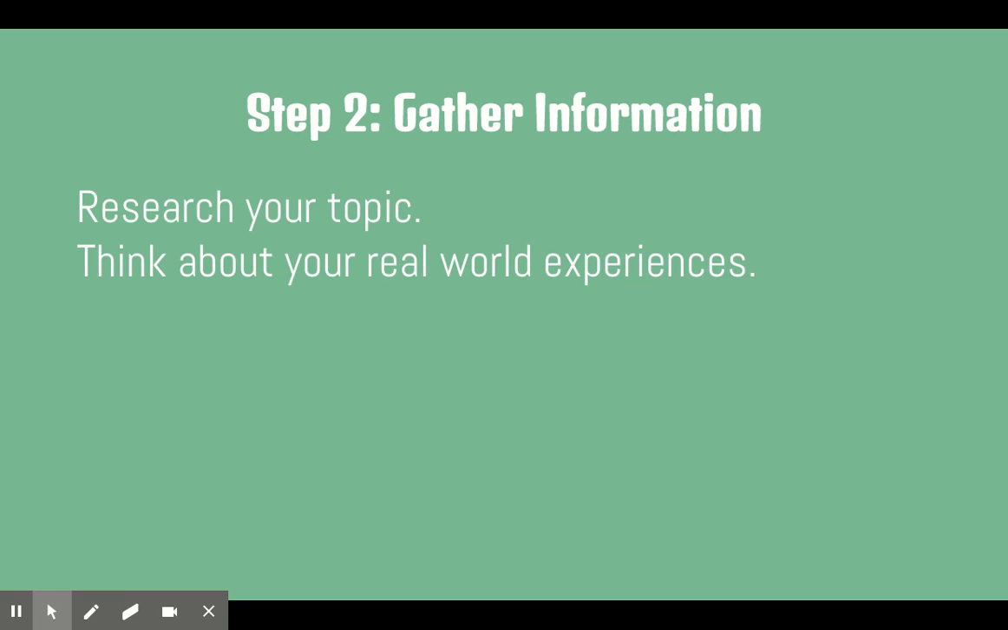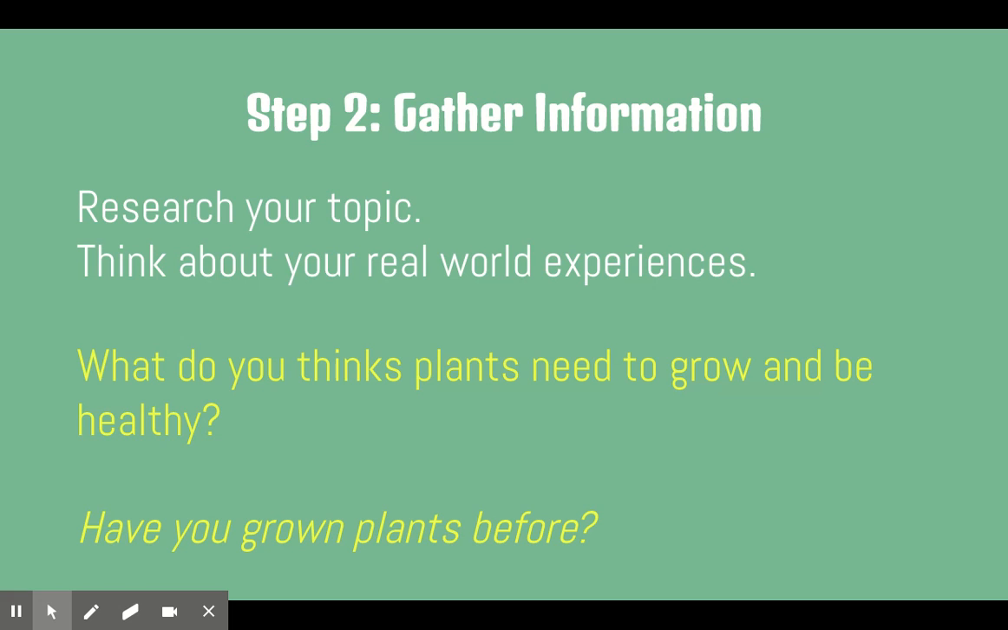Step 2 is to gather information. In this step, we research our topic and we also think about our real world experiences. In the Growing Plants Gizmo, we answered the question, what do you think plants need to grow and be healthy? Well, have you grown plants before? Most of you answered this question with things like water, sunlight, soil. So you have to have some background knowledge about plants and what they need to be healthy and to grow. And so you probably have some experience, and therefore you were able to gather some information about what plants need to grow and be healthy.